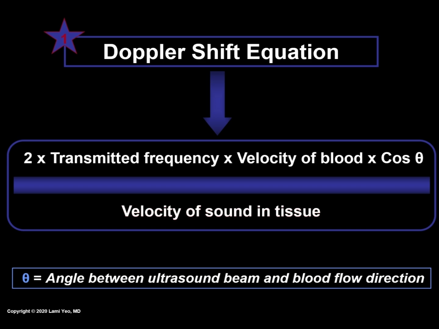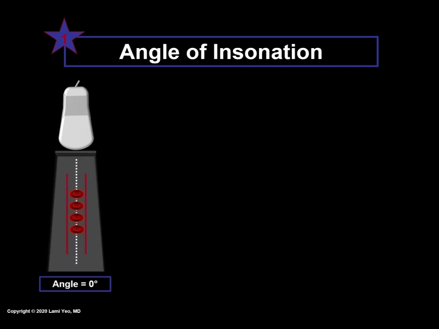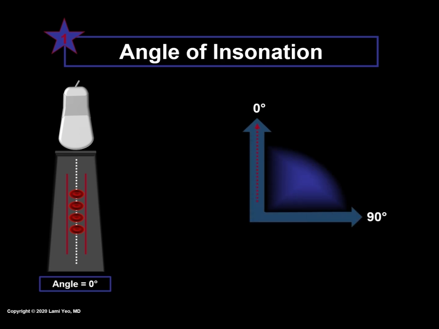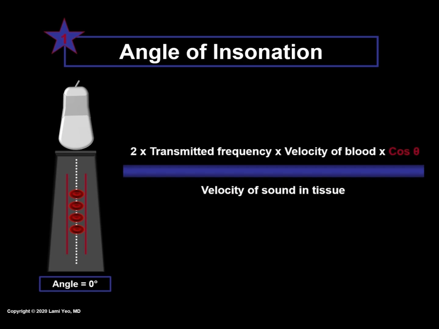While the variables in this equation are almost constant, importantly, the angle of insonation can be influenced by the operator and therefore the Doppler shift. For example, as the angle of insonation becomes 0 degrees, the cosine of 0 equals 1. Looking at the equation, by substituting a cosine of 0 degrees with 1, this provides the maximum Doppler shift.